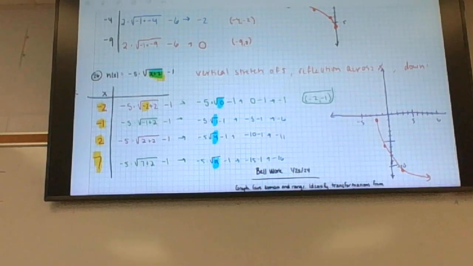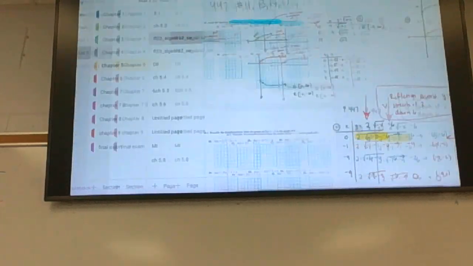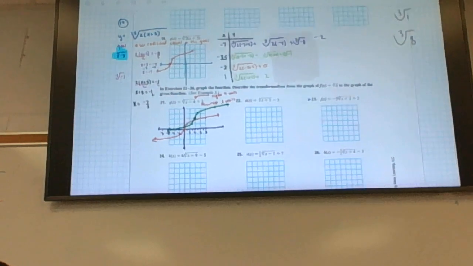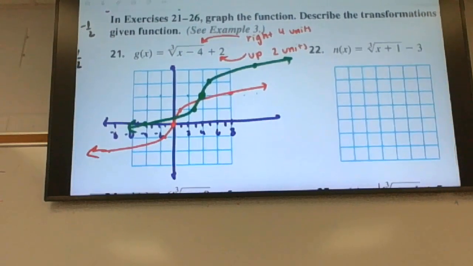On the next page, 19 was the most difficult one. Most people stopped and quit at 19. I really want you guys to do 21. 19 is harder than the test. 21 is more of a test question. So let's flip to 464. I want everybody who quit and didn't do this to do 21 while I'm walking around, because 21 is the test question.